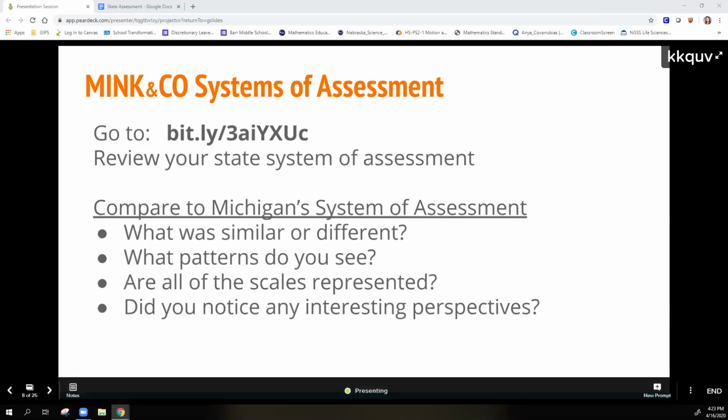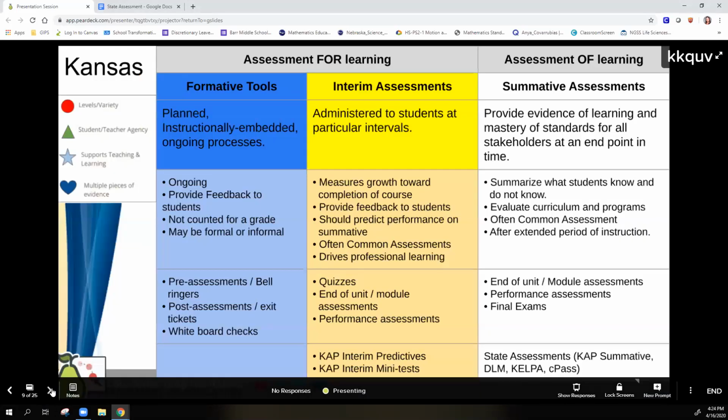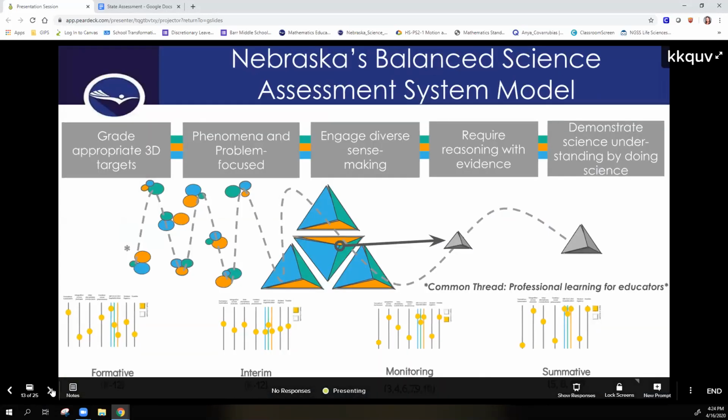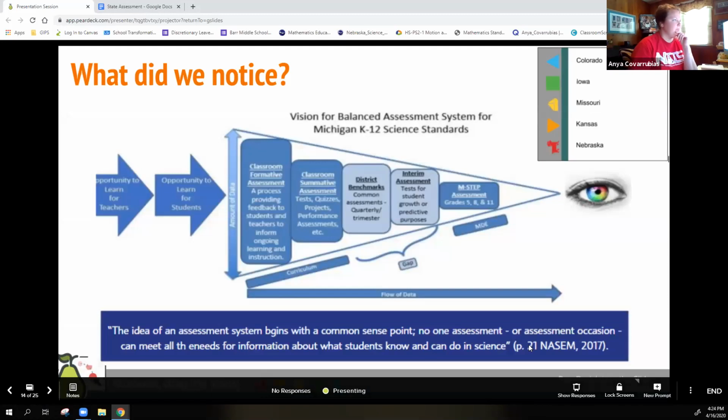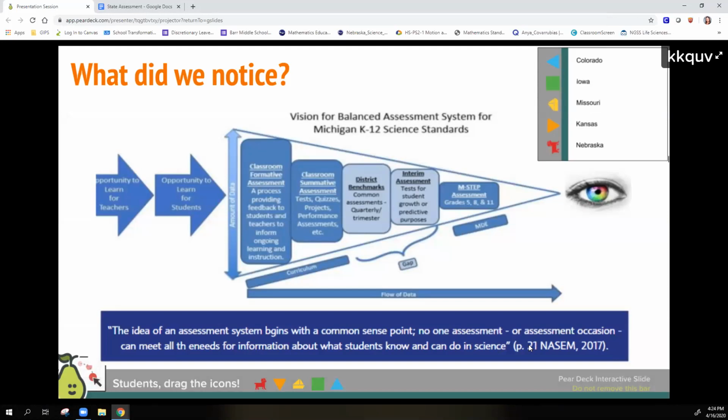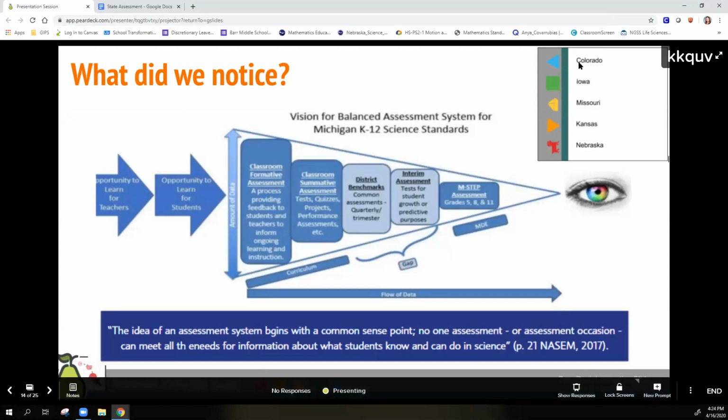All right, Anya, if you want to go ahead and take us to our next slide here. Okay. What we would like to have you guys do. There we go. Okay, so what we would like you guys to do is go ahead, in the upper right-hand corner of this slide, you'll see your code for your state. And if you can just drag and drop what you found that was similar between your state and Michigan's state assessment model. So go ahead and just drag and drop what you see is similar.